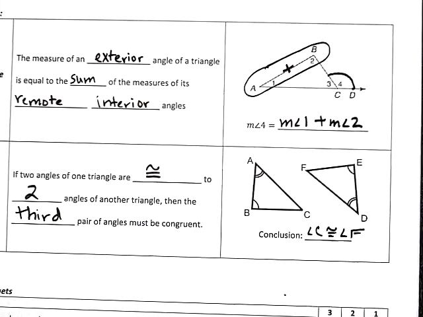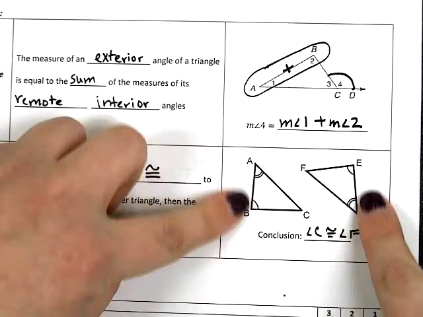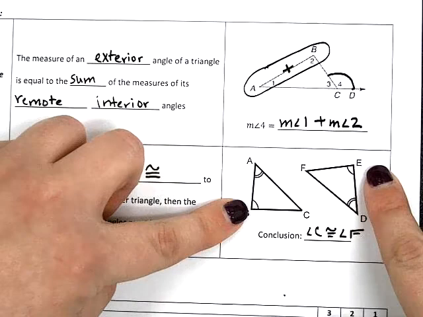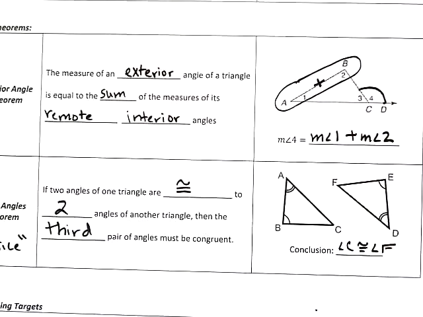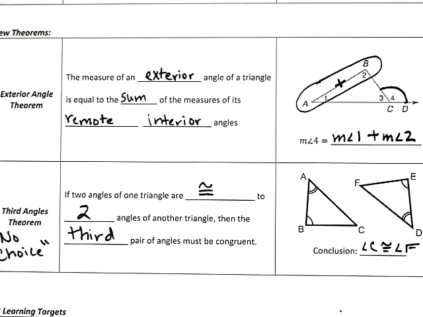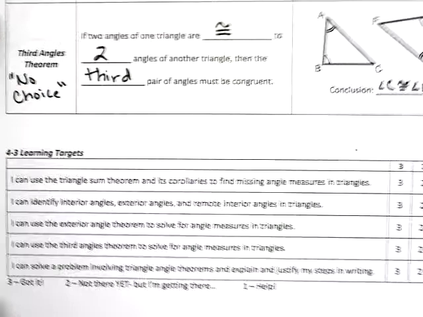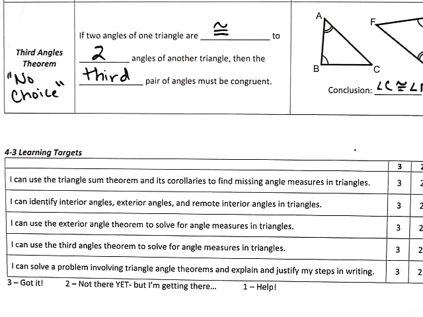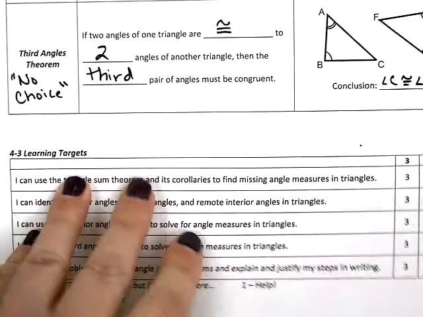You've got no choice but to say that they are congruent because the other two sets of angles are already congruent, and they have to add up to 180 degrees. Okay? So that is our third angles theorem, like I said, what I refer to as the no choice theorem. All right, there are all your learning targets for section 4.3. So read through those, kind of rate yourself so far. And we're going to do a couple of examples.